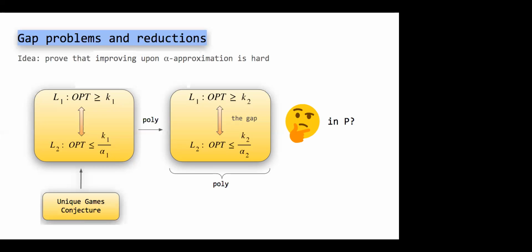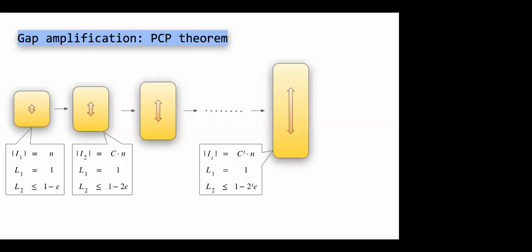So finding hard gap problems is not so trivial, and sometimes you want to just assume hardness of some basic gap problem and start our reductions from there. And this is why we sometimes start from the Unique Games Conjecture, which already assumes this kind of hardness. But there is some other way. There is some technique to create gaps.